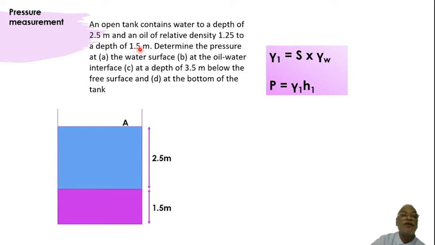So I have denoted A, then B at the oil-water interface, then C at 3.5 meters, because the total distance up to the bottom is 4 meters. So here there is a point C 3.5 meters below the free surface. There the pressure is asked, and then finally the point D. So these are the points where the pressure is being asked.